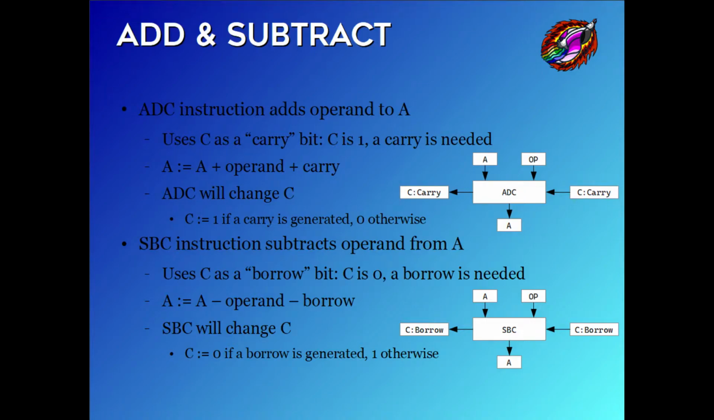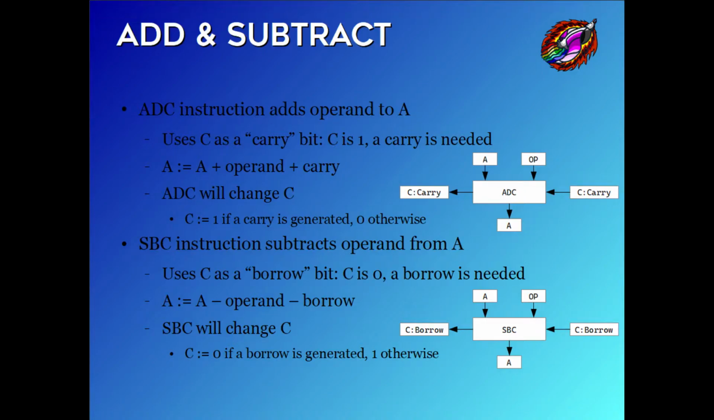SBC works in a very analogous way to do subtraction. It simply subtracts the operand from the accumulator, but in this case it's using C as a borrow bit to indicate if you need to borrow a 1 as it were for a previous addition. And the borrow is indicated by the carry bit being 0. So if the carry bit is clear, then SBC will subtract an additional 1 from the result before it puts it in the accumulator.